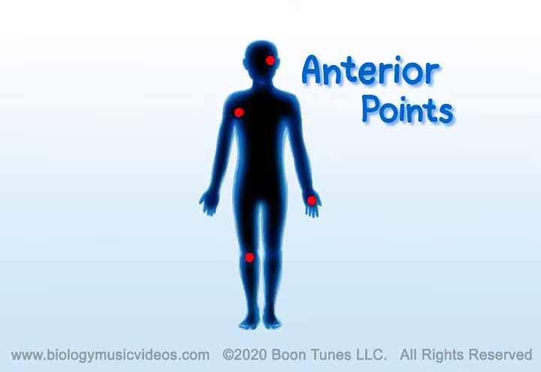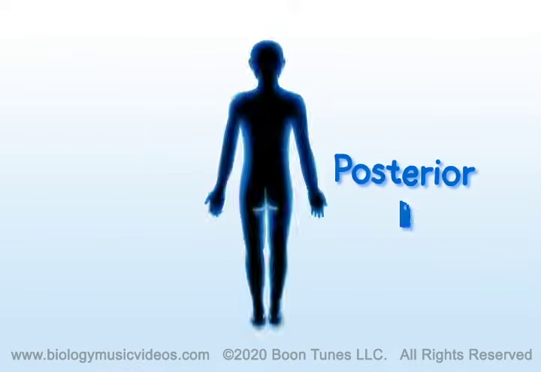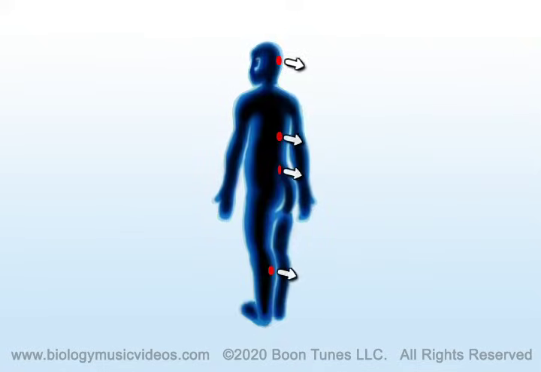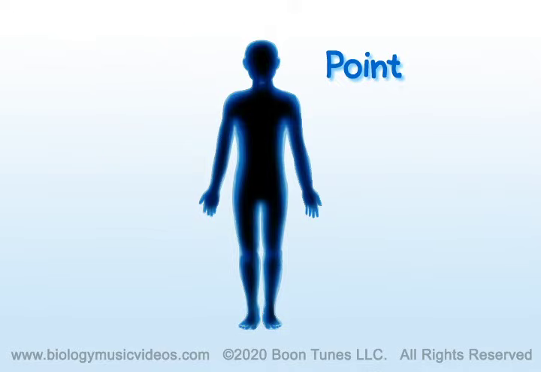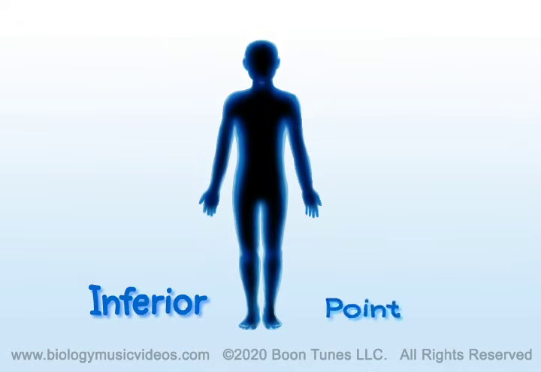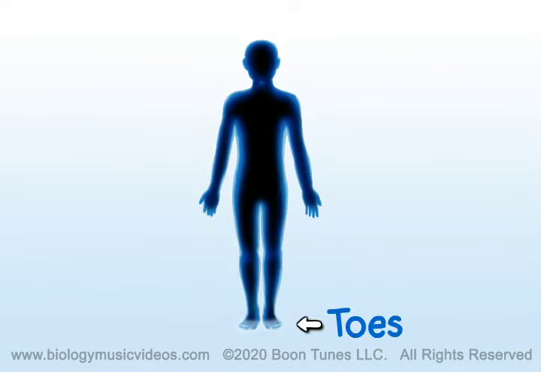Anterior points are structurally near the front of the body ventrally. Posterior points are always near the back or dorsum towards the rear. A superior point is always found cranially towards the head or crown. An inferior point always goes caudal or downward towards the toes.